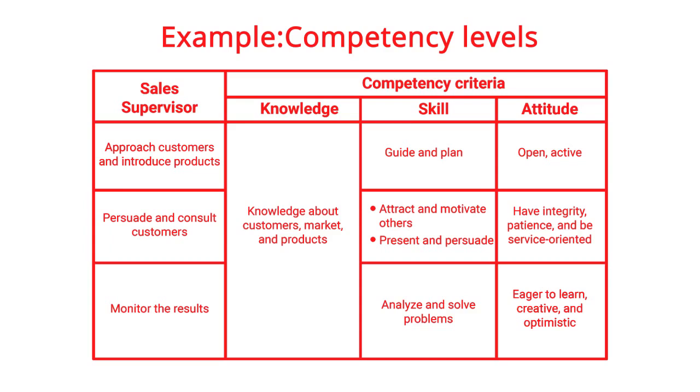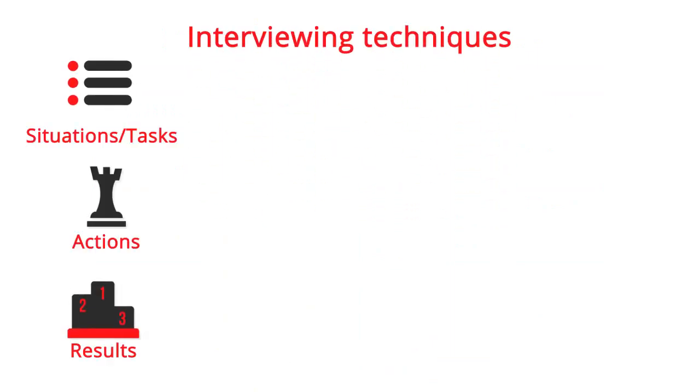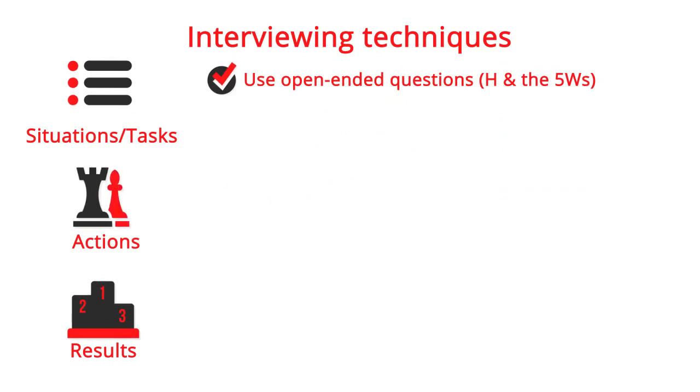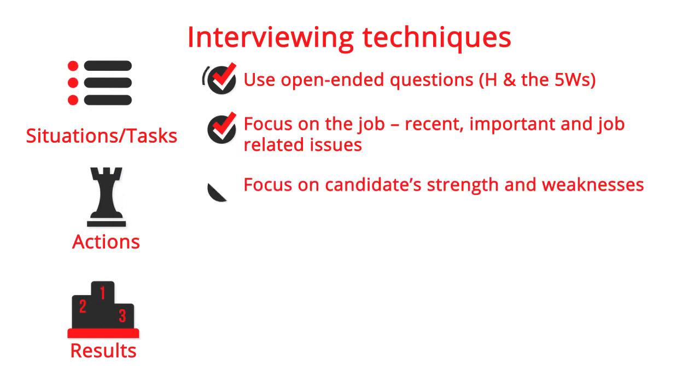When you have done this, let us now look at what your interviewing principles might be. So for the STAR, firstly, you have to use open-ended questions. And up there we have said H and 5 W's. I will explain that. You have to focus on the job. And by focusing on the job, we mean recent, important, and job-related issues. So when a candidate comes to you, focus on what they've done in the recent past. Don't focus on jobs they did 15 years ago. You also should focus on the candidate's strengths and weaknesses.